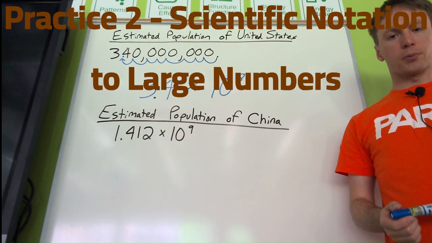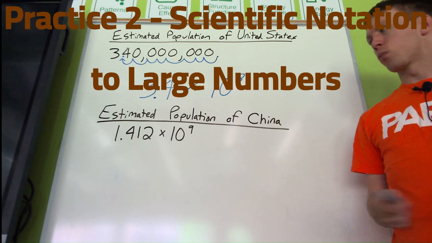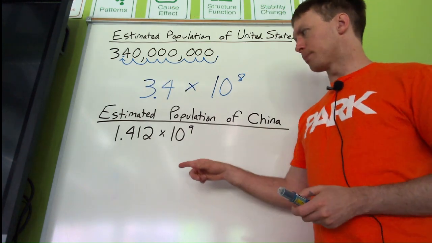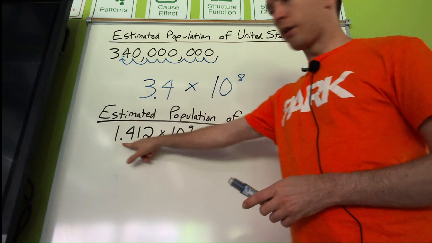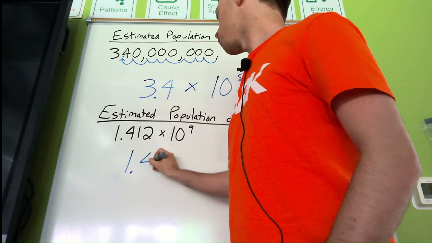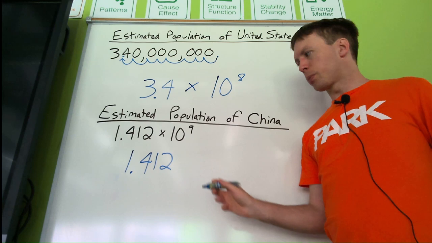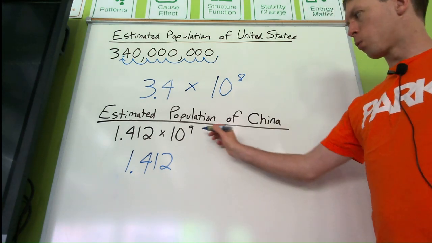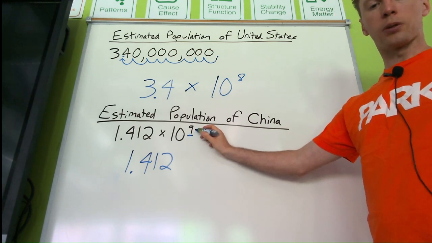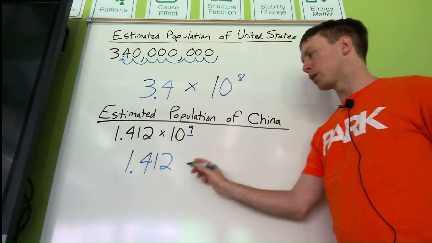To go in the opposite direction from scientific notation to a big number, let's take a look at the estimated population of China. 1.412 times 10 to the 9th. I'm going to reverse the procedure. I'm going to rewrite the number at the beginning of scientific notation. So 1.412. And then I'm going to move the decimal place over to the right for as many digits as there are for this exponent here. So this is 10 to the 9th. So I'm going to move the decimal place 9 places to the right.